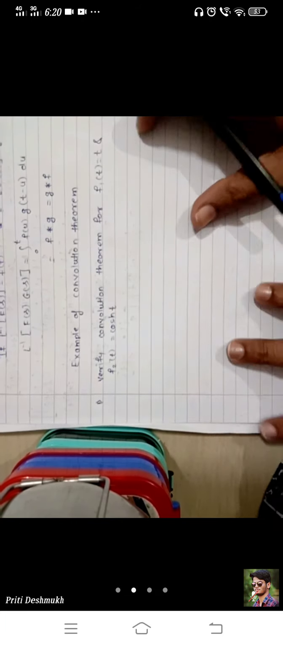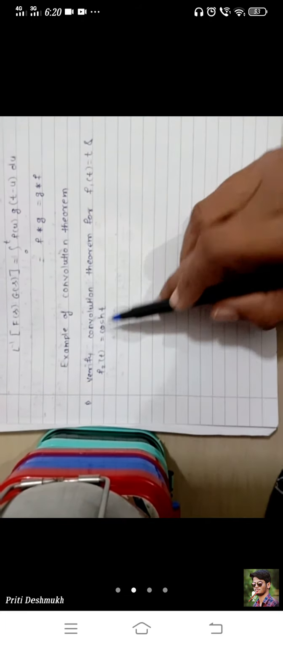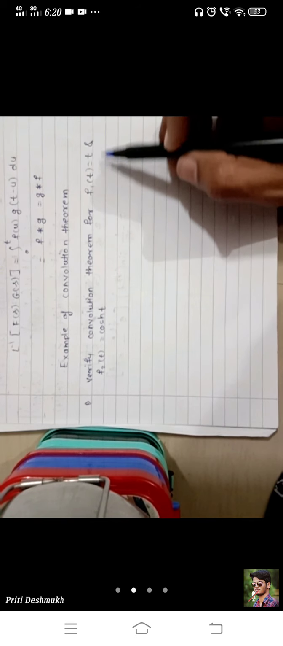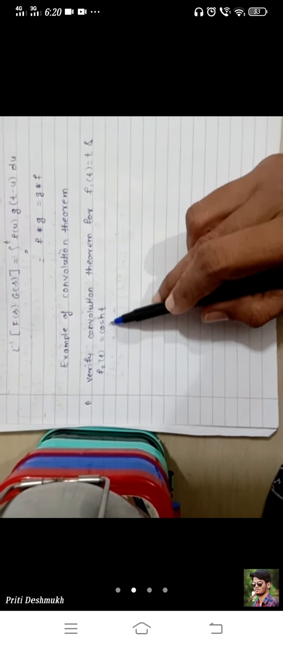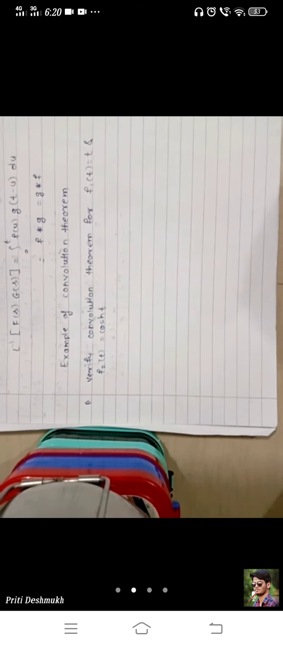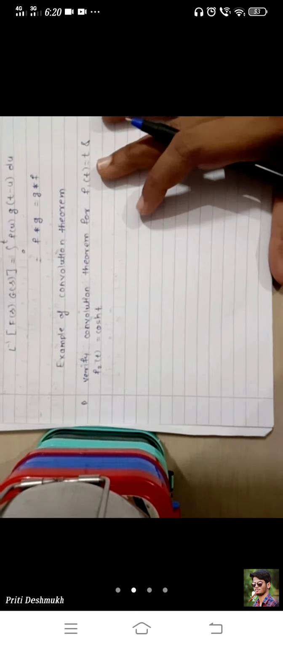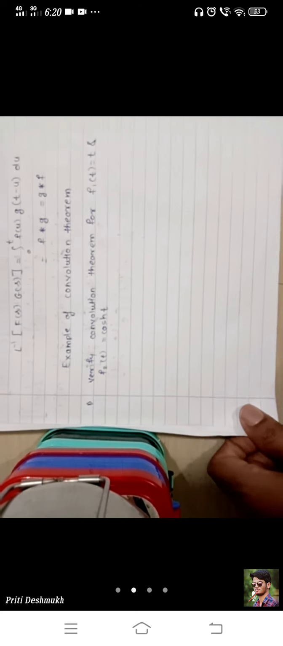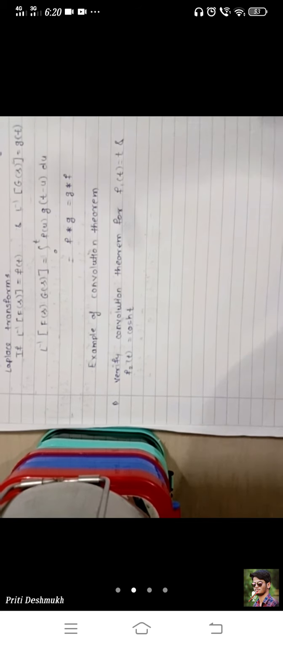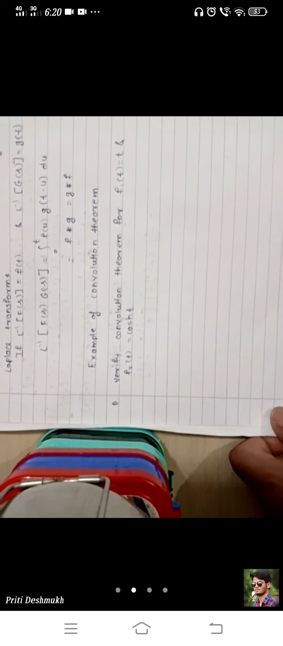Now we start the example. The question is: verify the convolution theorem for f1 of t is equal to t and f2 of t is equal to cos of ht. Now we solve this. First of all, once again we see the convolution theorem.